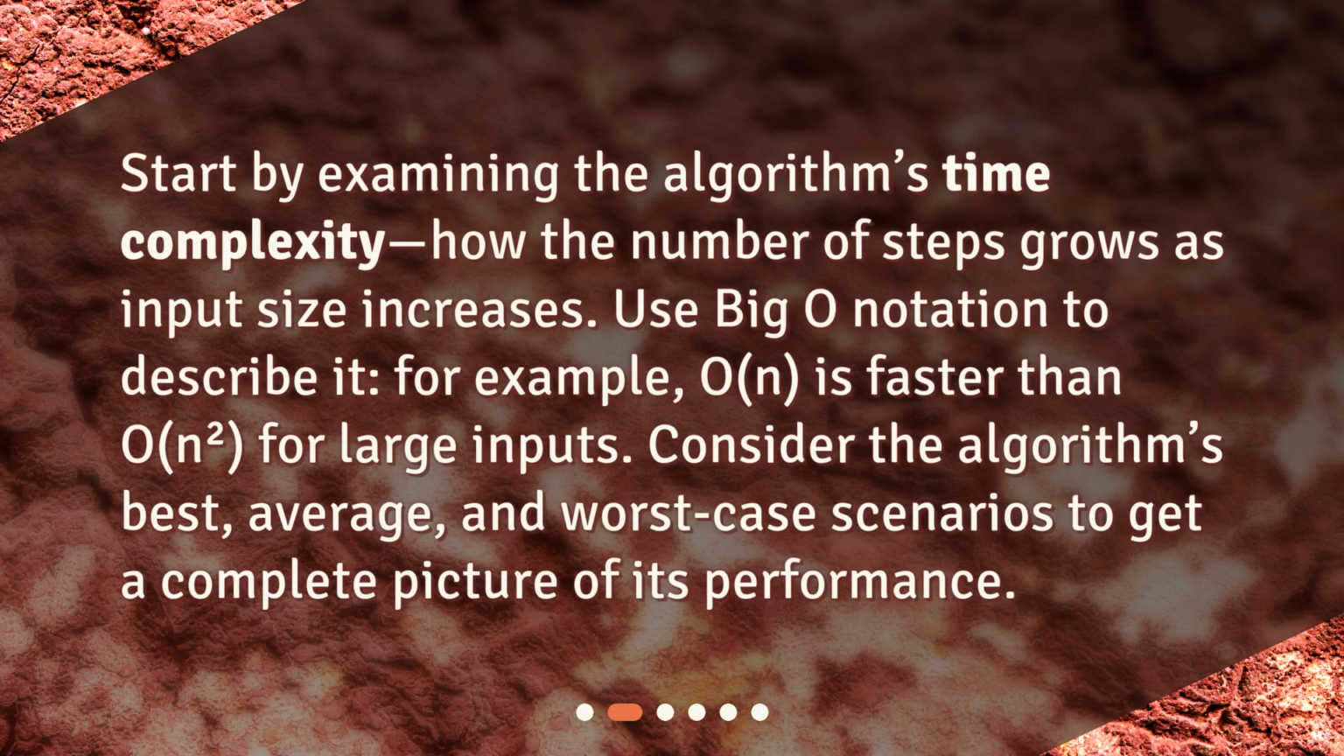Start by examining the algorithm's time complexity, how the number of steps grows as input size increases. Use big O notation to describe it. For example, O(n) is faster than O(n squared) for large inputs. Consider the algorithm's best, average, and worst case scenarios to get a complete picture of its performance.